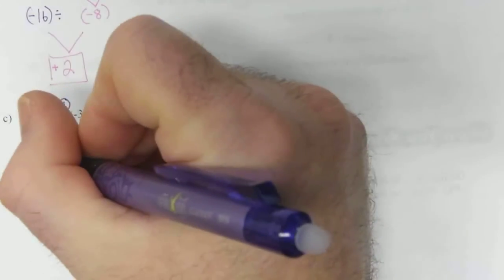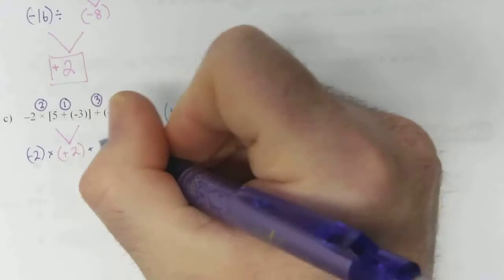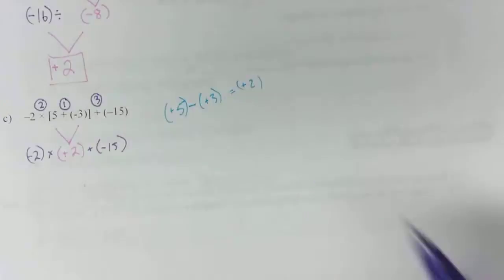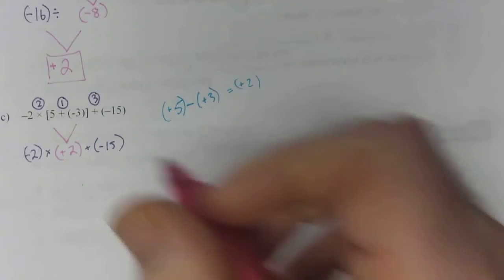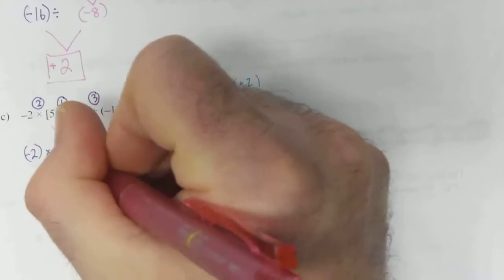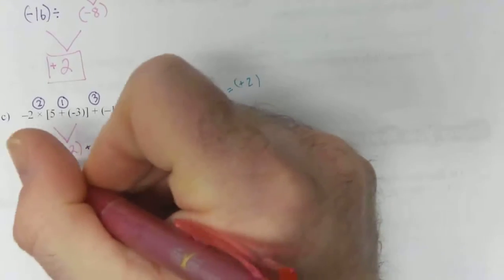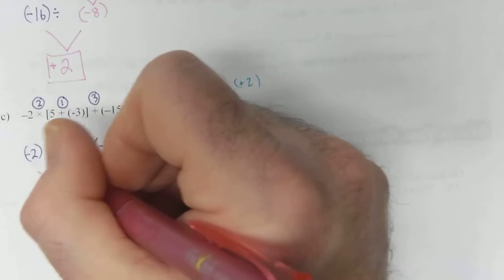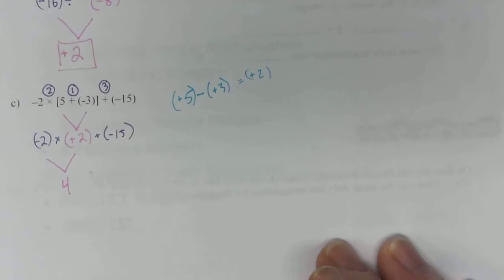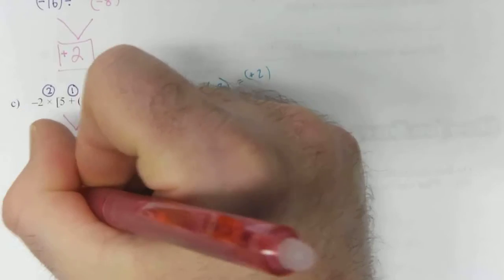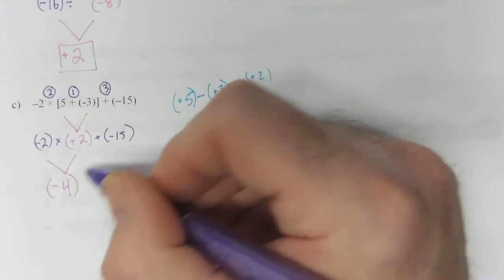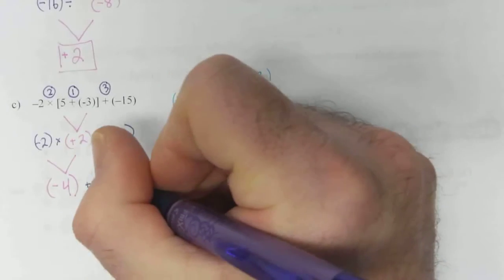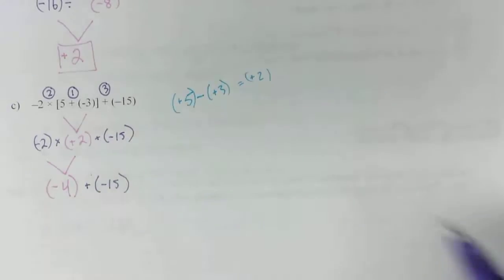Bring down the rest. So negative 2 times this bit plus negative 15. Next step was the multiplication, so let's do that. 2 times 2 is 4. Negative times a positive. The signs don't match, so the rule is that that means it's a negative answer. So it's negative 4. Bring down the rest of the equation. So bring down the adding of negative 15.